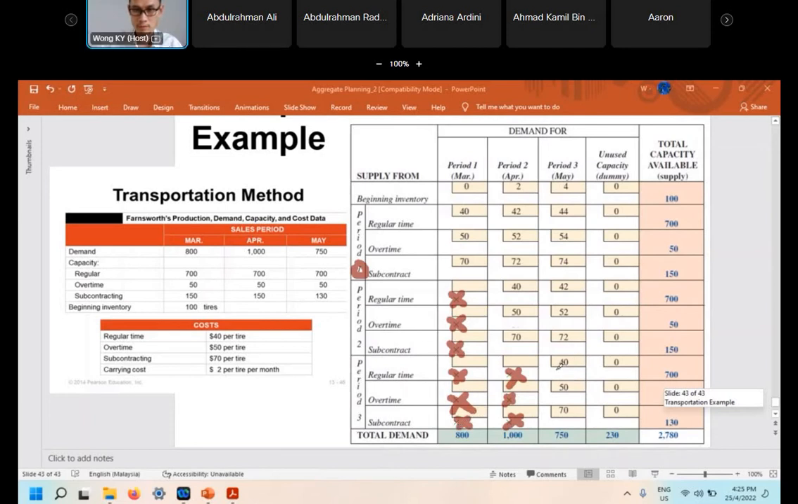And we'll start here. Okay, so the cost involved will be 40, 50, 70. Right? So this is just explaining the layout of the table, how we develop this table. Okay, so once you have this table correctly developed, then you can start to allocate. You can start to allocate the quantity to the cell in this table.